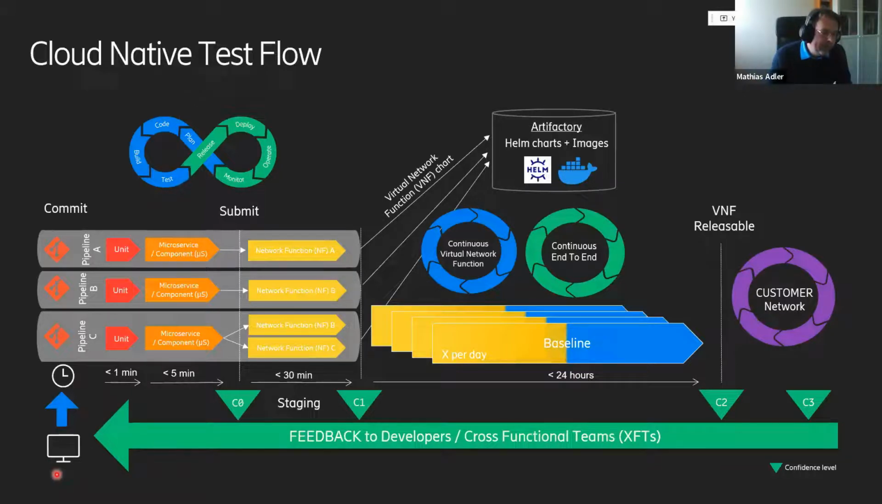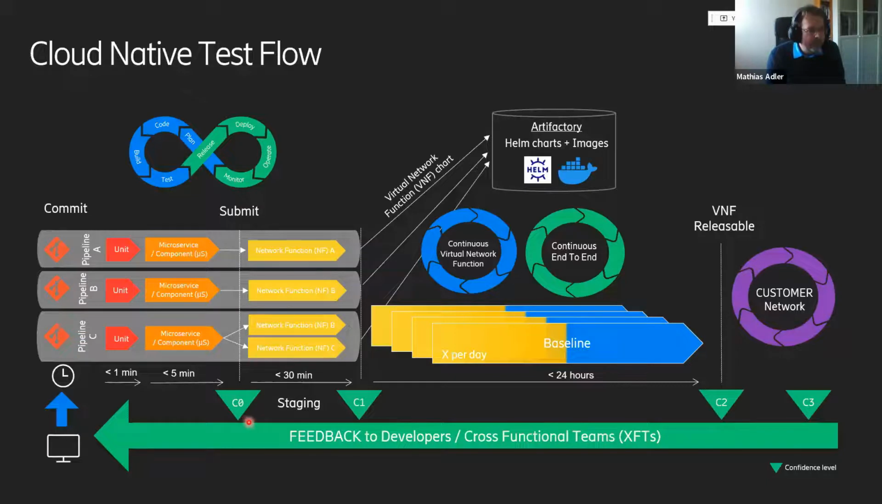So it begins here when a developer pushes their code for commit. Then we run our unit tests, and then we run our microservice tests then. So this is basically all our function testing that we do. And then if that has passed, then we have reached confidence level 0.